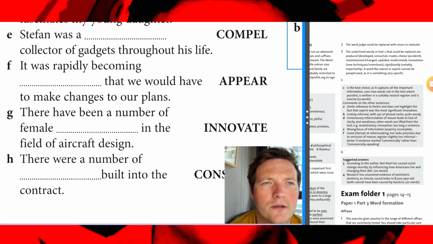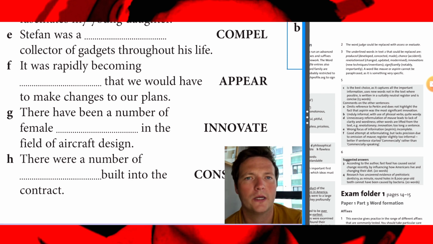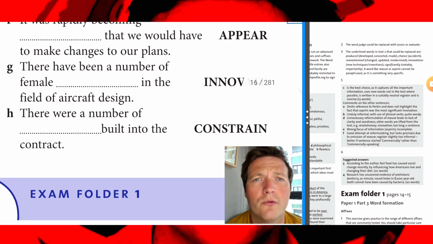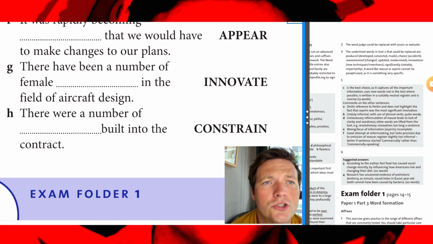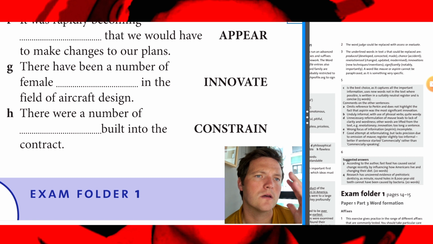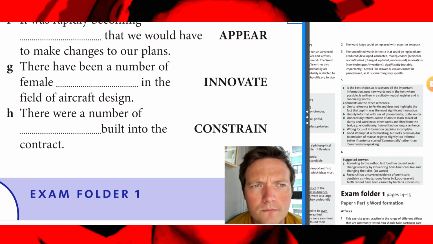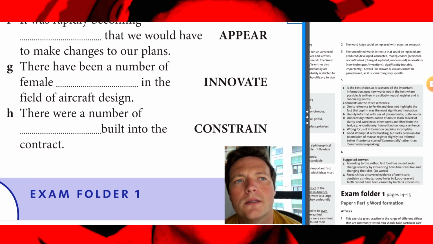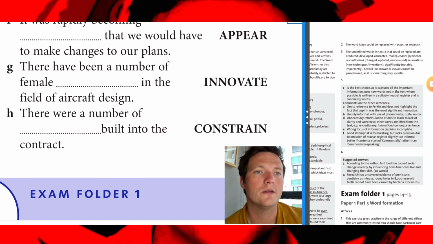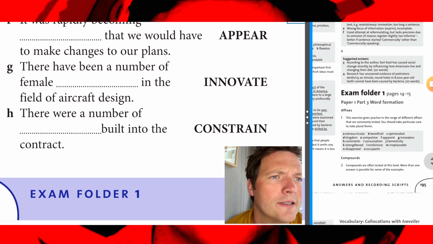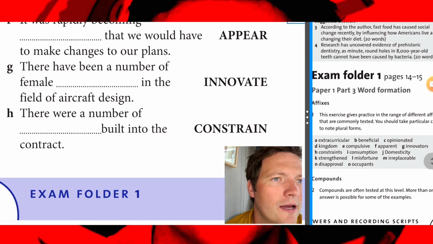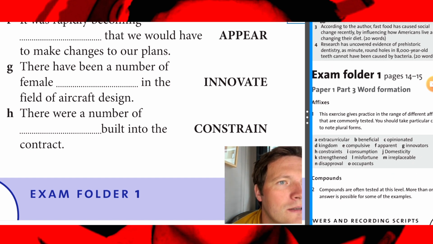Or O-R-S, I think, no? Innovators, written. Okay, and H, the last one, and then I'm going to check if I've got them all right. There were a number of constraints built into the contract. There are a number of things that sort of obligations, etc. Requirements, things that constrain your freedom. Constraints, in plural. So let's just check those answers there. Let's see. So we've got extracurricular, beneficial, opinionated, kingdom, compulsive, apparent, innovators, constraints.